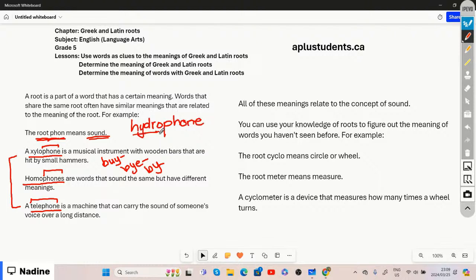So hydro and phone, if you put those two root words together, then it means that it is an underwater device that detects and records ocean sounds from all directions. So hydrophone is also an example where we can use the root word phone, right? So hydrophone is correct.